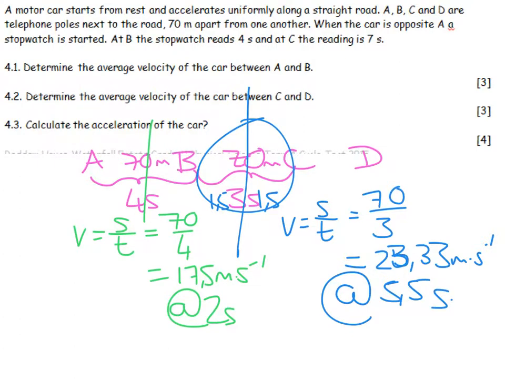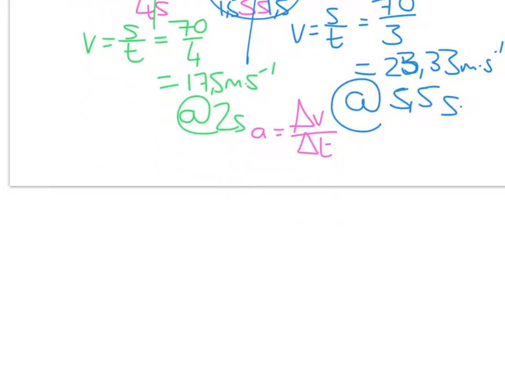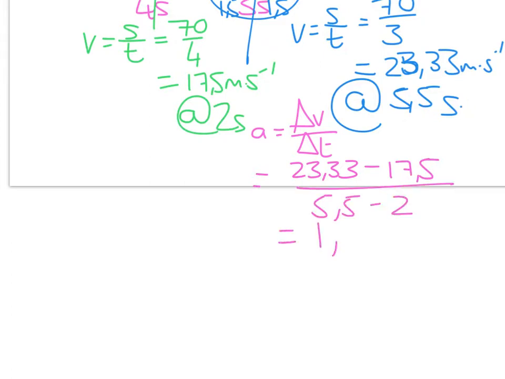Now when I have to calculate acceleration, acceleration is equal to change in velocity over change in time. So that is equal to 23,33 minus 17,5 divided by 5,5 minus 2, and I land up with 1,67 meters per second squared.